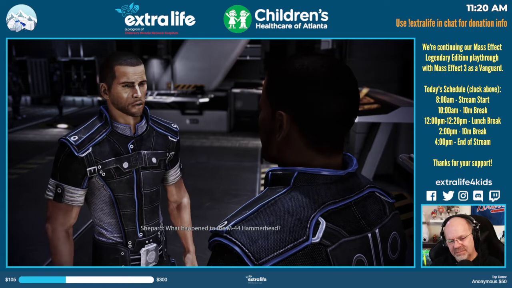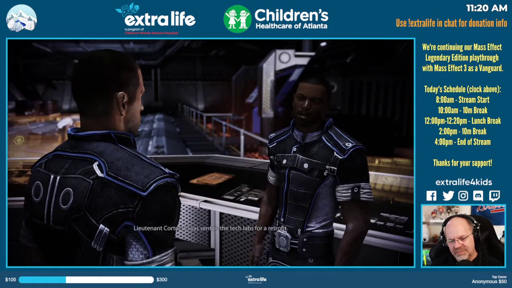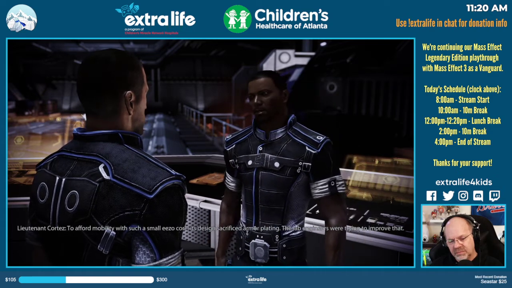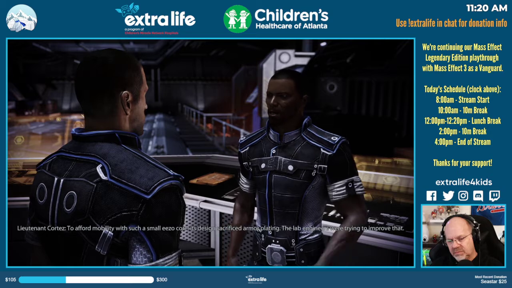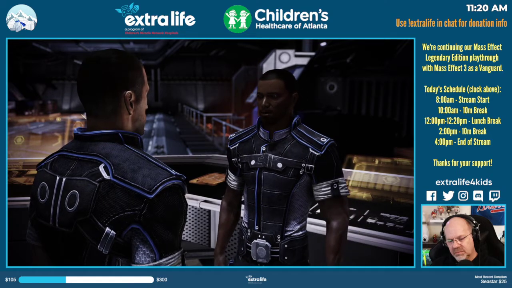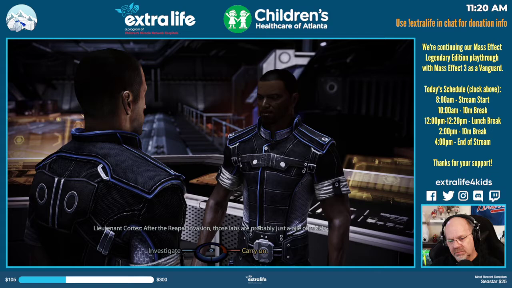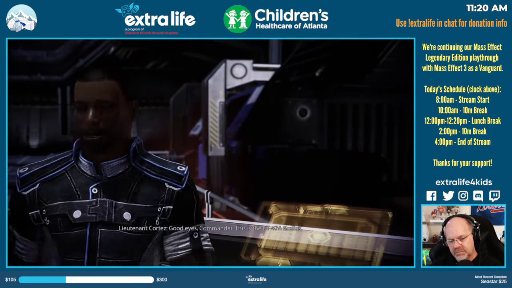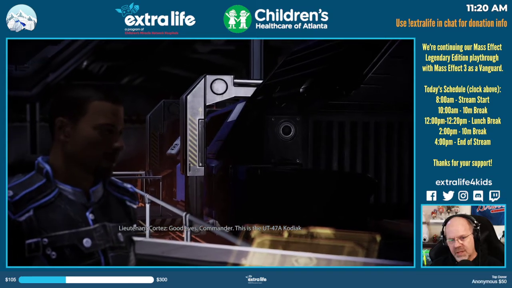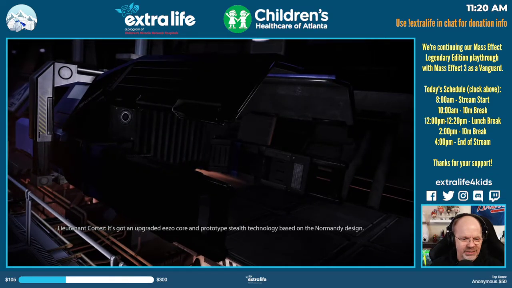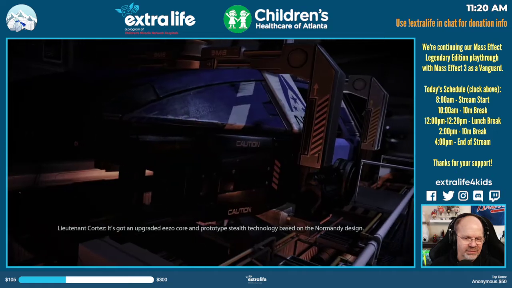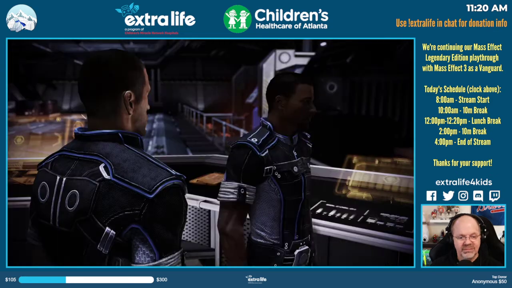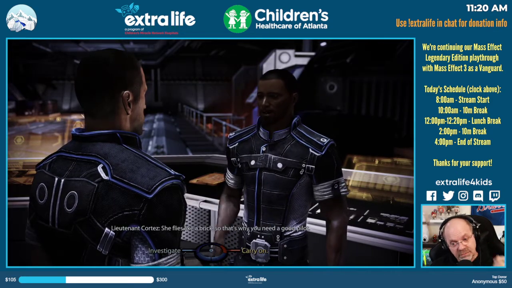What happened to the M44 Hammerhead? It was sent to the tech labs for a retrofit. To afford mobility with such a small ESO core, its design sacrificed armor plating. The lab engineers are trying to improve that. After the Reaper invasion, those labs are probably just a pile of rubble. The Kodiak seems a bit different. Good eyes, Commander. This is the UT-47A. It's got Kodiak guns. It's got an upgraded ESO core and prototype stealth technology based on the Normandy design. For quick drops, I can get you in and out virtually undetected. She flies like a brick, so that's why you need a good pilot.